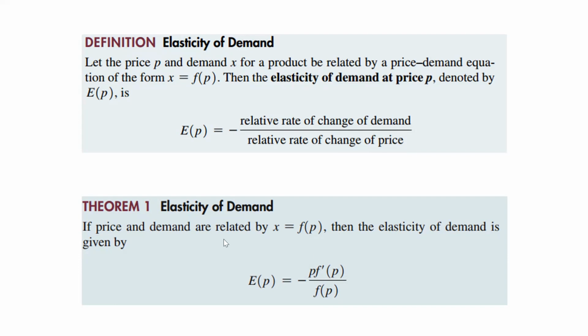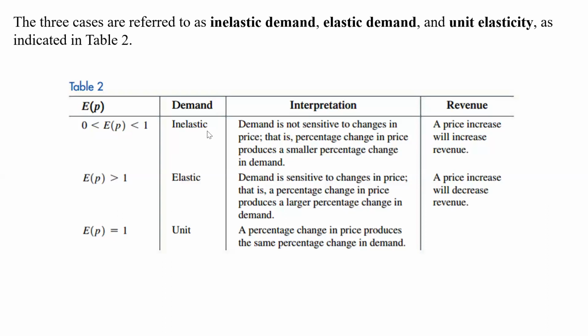And what does that mean? Well, if we write that down as an equation, if the price and demand are related by X equals F of P, then the elasticity of demand is given by E of P equals negative P times F prime of P divided by F of P. That's the equation we're going to be using to solve these problems. Now, depending on what E of P is, we have different kinds of elasticity. There are three types: inelastic demand, elastic demand, and unit elasticity.